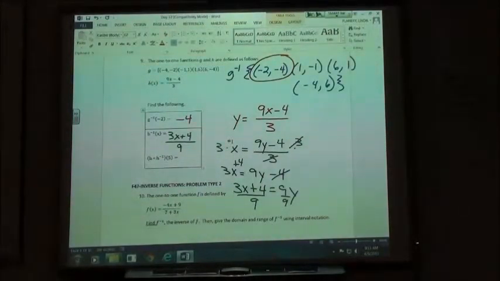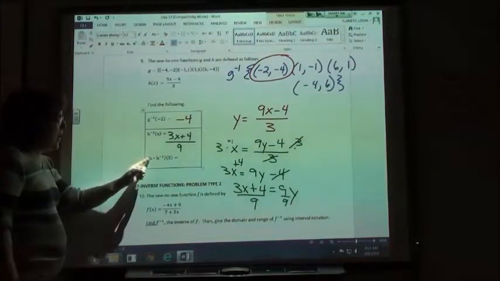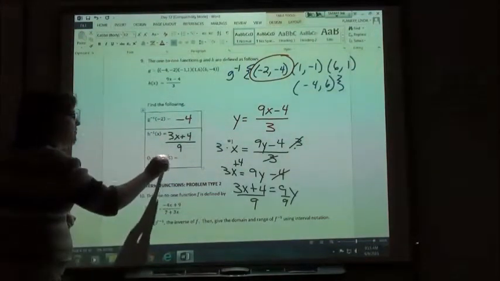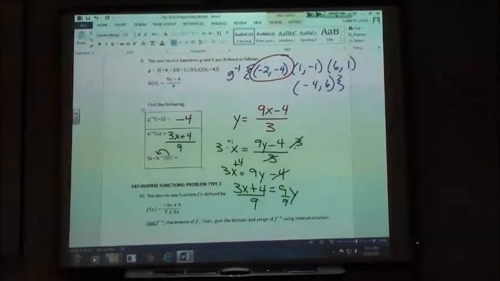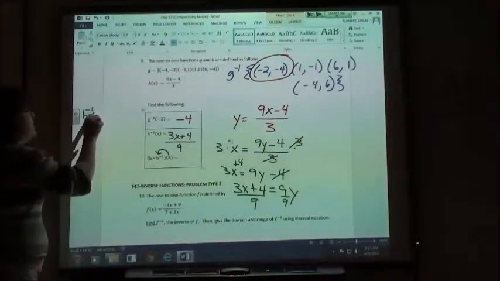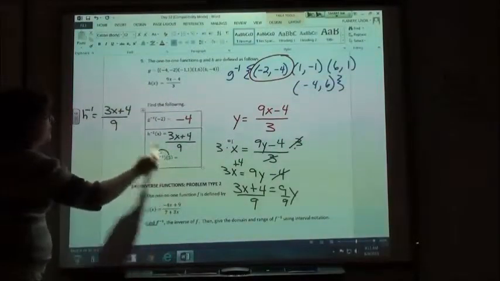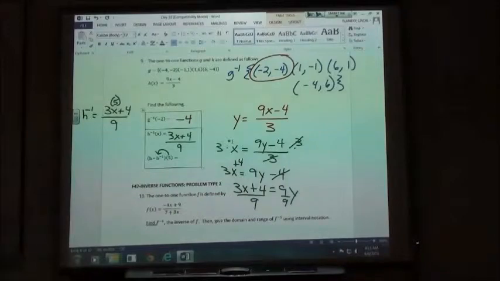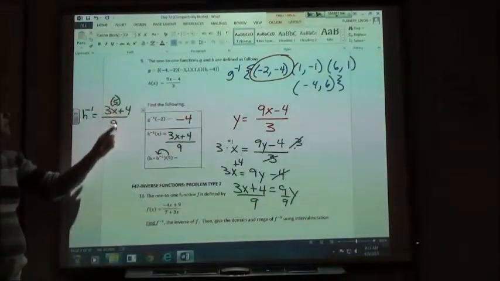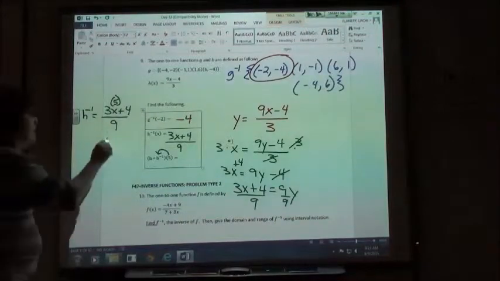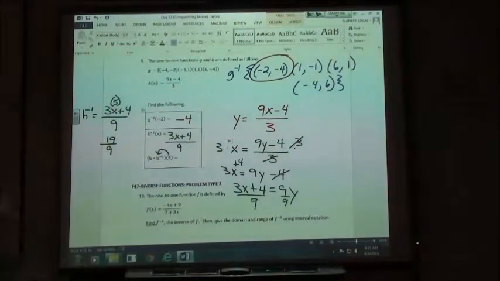All right, so last part of that problem is finding h of h inverse of 5. We're going to put the 5 into which one of our functions first? The h inverse. The h inverse function says 3x plus 4 over 9, and it's telling us to put 5 in the x spot. So 3 times 5 is 15, plus 4, 19. 19 over 9. Can't do much to simplify that. We just get to work with a pretty fraction.